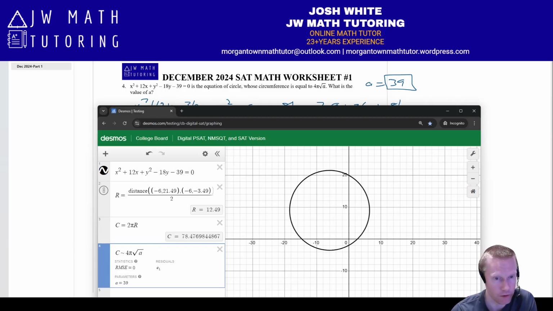And I do a regression on equal to 4 pi times square root a, and it solves for a, it gives me 39. So this is how you could do the entire problem in Desmos.